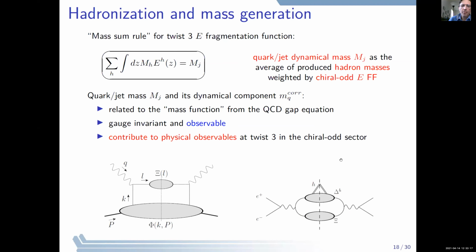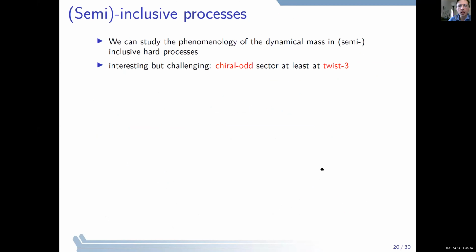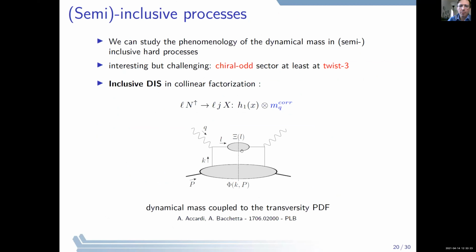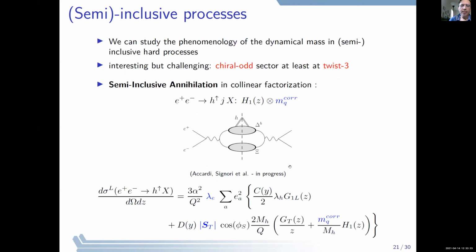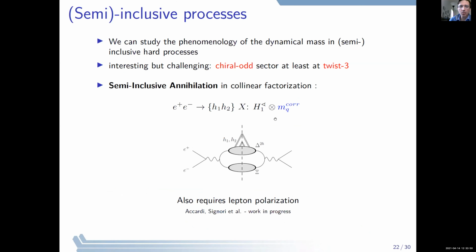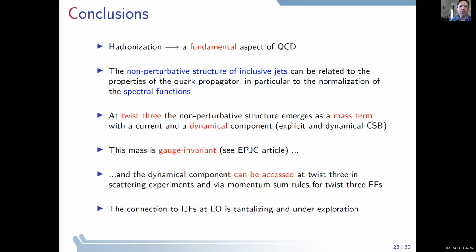However, this is not only theoretical, but also contributes to physical observables. In particular, you can find it as a coupling between this mass and the transversity function in inclusive DIS. This is a contribution to the g2 structure function, or in semi-inclusive annihilation in polarized positron-electron scattering, where we need a double spin asymmetry, and either you need, for example, a self-polarizing hadron like a lambda particle, or we can use the relative momentum to build our asymmetry between two hadrons. So we look at the chiral odd dihadron fragmentation function.